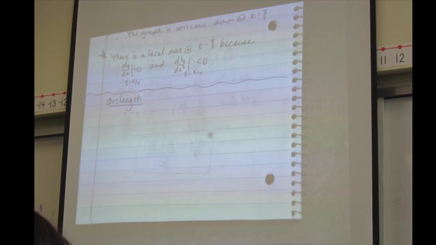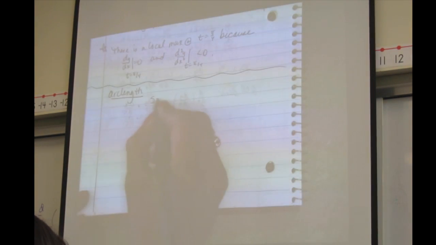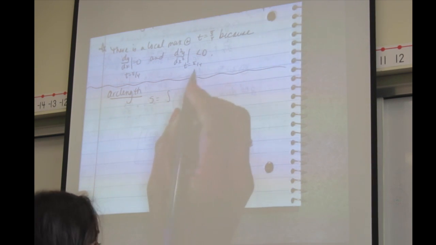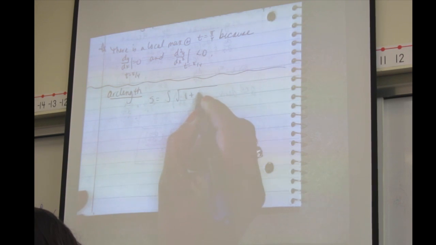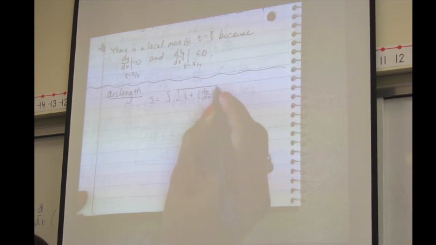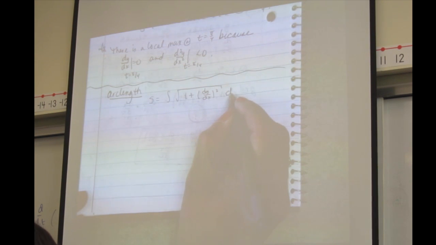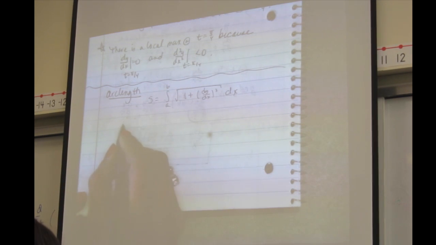Actually, arc length, this one here, 10.2 isn't bad, it's just applying stuff. Alright, so arc length is the square root of 1 plus f prime of x, so dy dx squared, dx, from a to b, correct?